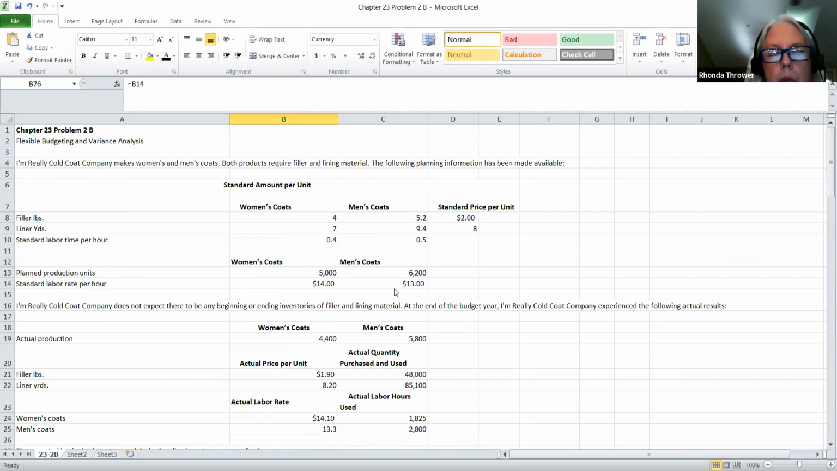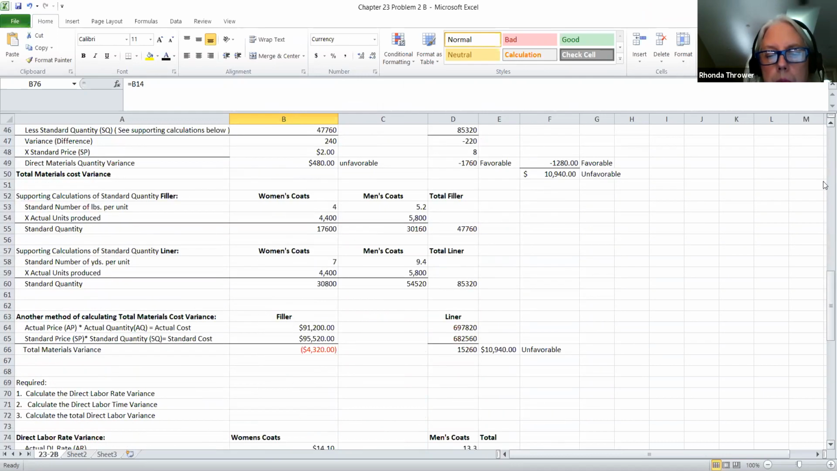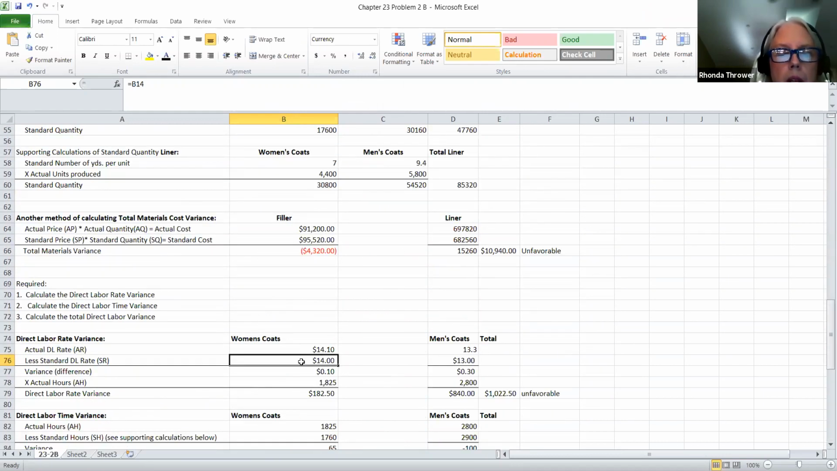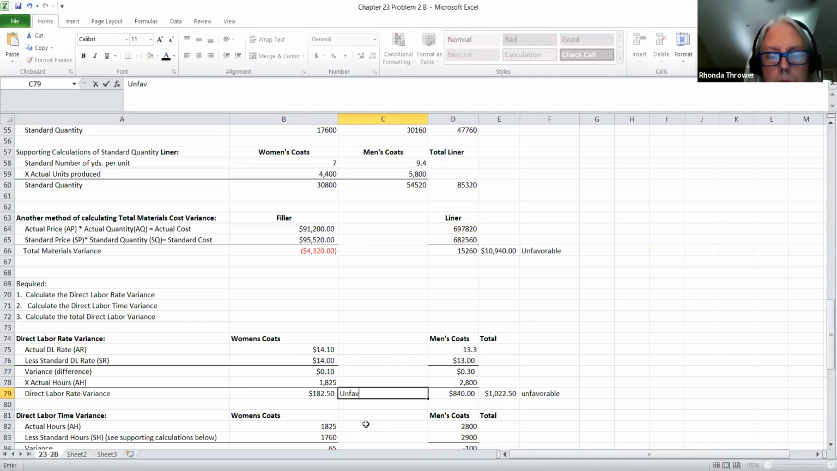The standard direct labor rate for women's coats is 14. And then you compare your actual with your standard. The actual was more, so this becomes an unfavorable variance. And unfavorable variances, again, I should have written that in here so you would know that this variance is unfavorable. It's unfavorable by 10 cents because the actual amount was more than the standard amount.